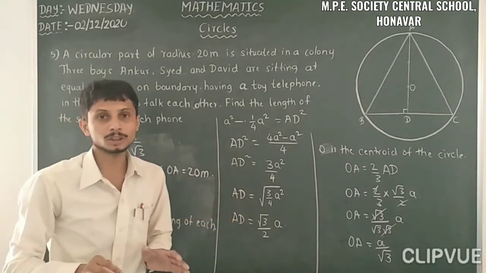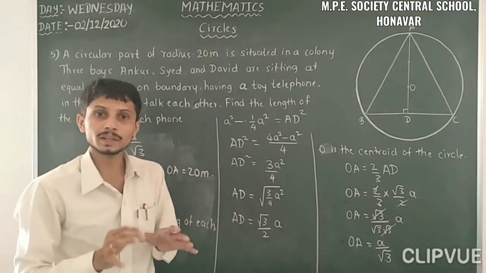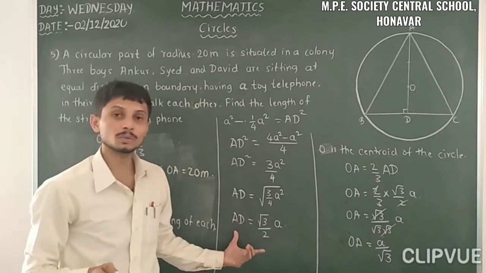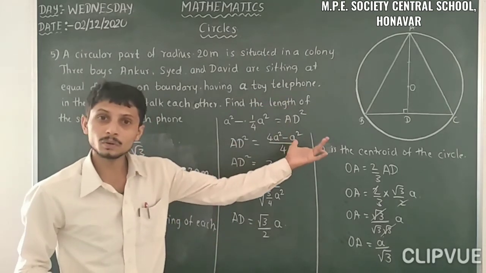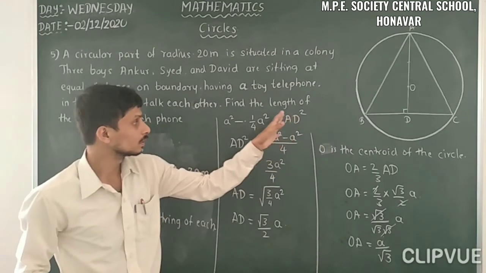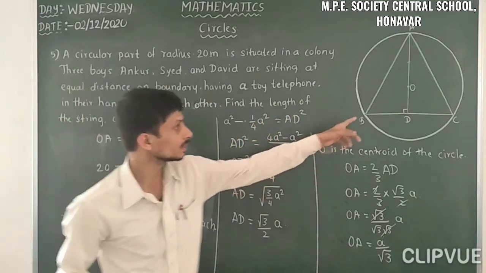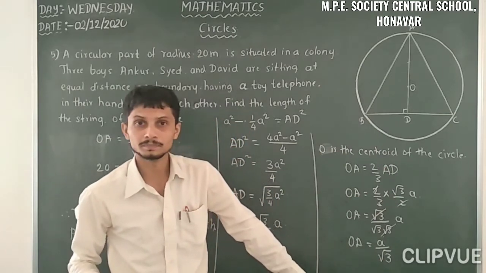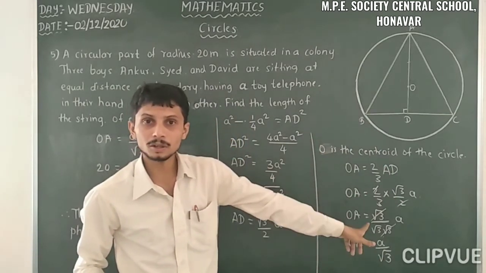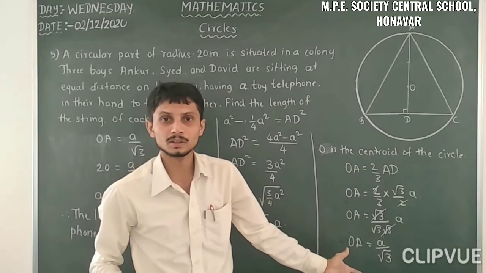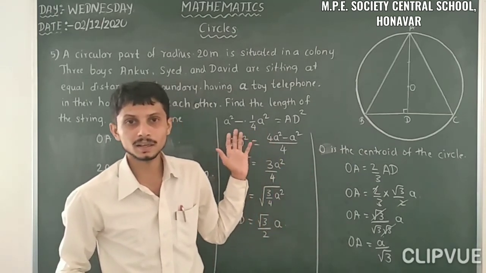Whatever the question we have, we have to look at the chances. Here we got only AD. We don't get BD here, but don't lose hope. Here we have the relation, that is, the centroid of the circle. We can use the centroid of the circle, and then we can get the answer.